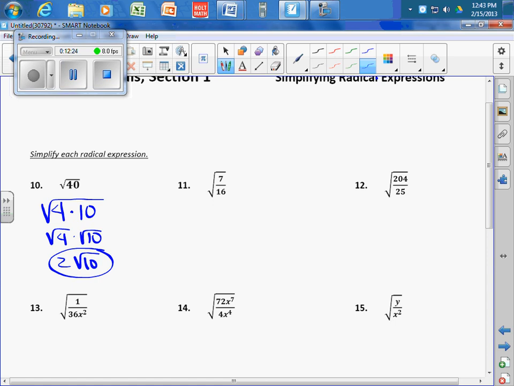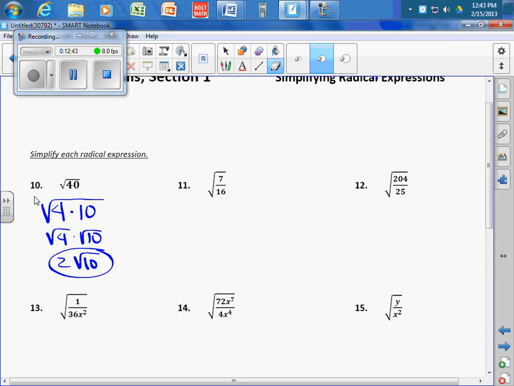If you can see the largest factor that's a perfect square, go ahead and do it that way. Otherwise, find your prime factors. Either way is fine. In number 11, we have radical 7 over 16. And if you recall, we cannot have a fraction underneath the radical sign. So what do we do here?